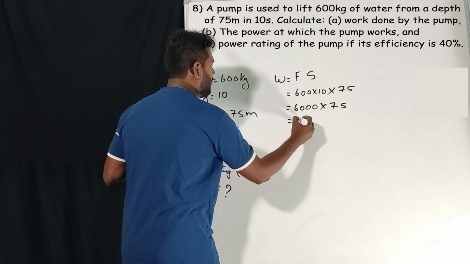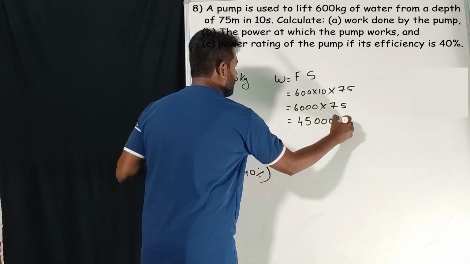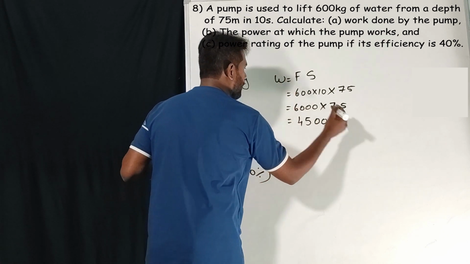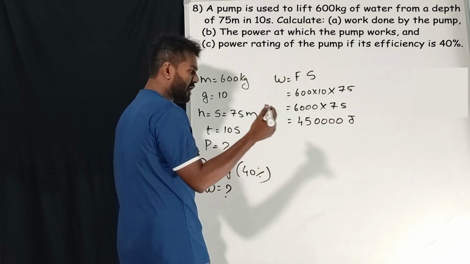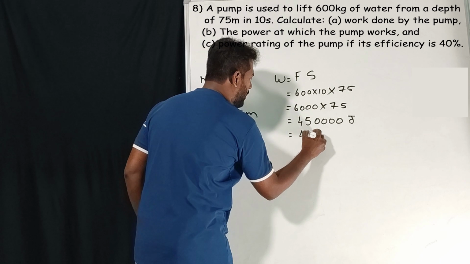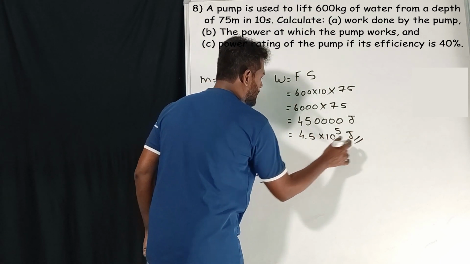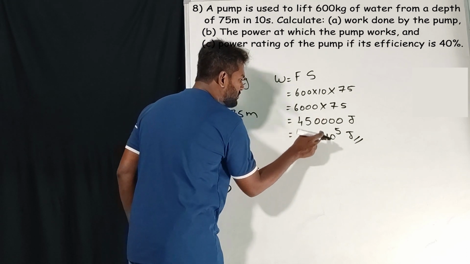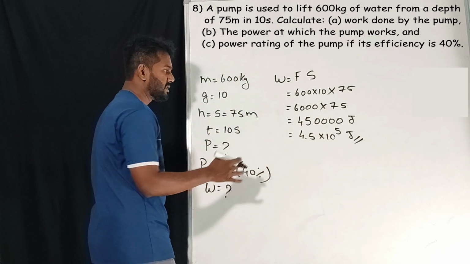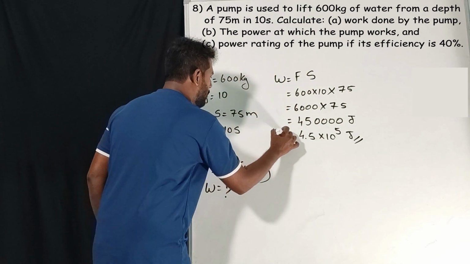If we multiply, 450000, so what we are finding? Work done, so that will be joules. We can keep it like this, or 4.5 any value into 10 power 5 joules. See, in the textbook they have given like this. You should not confuse between this one and this one. That is why I am writing both the things. If you stop it here also, you will get full marks. So work done is done.